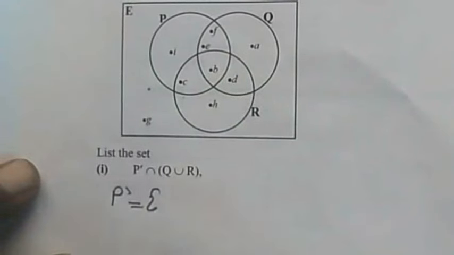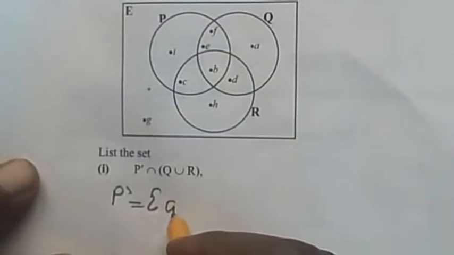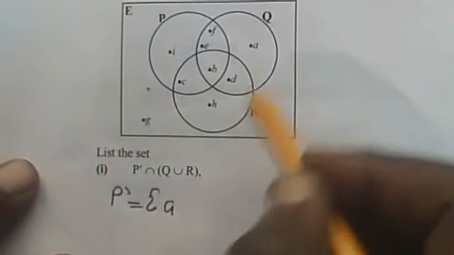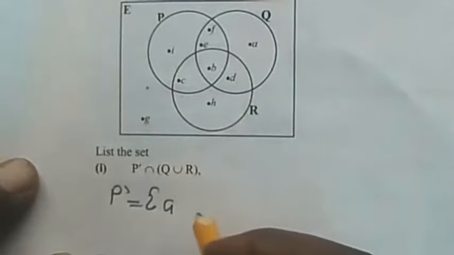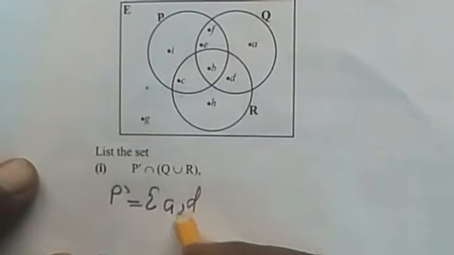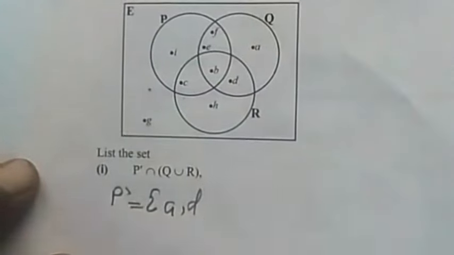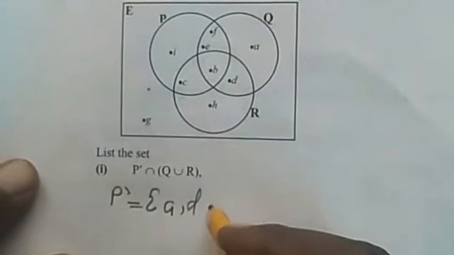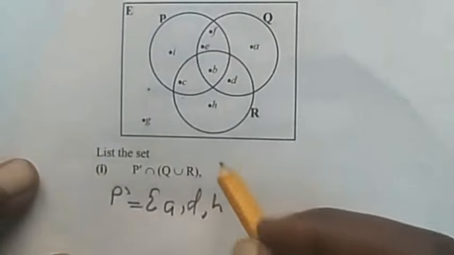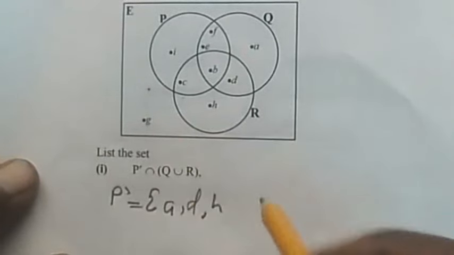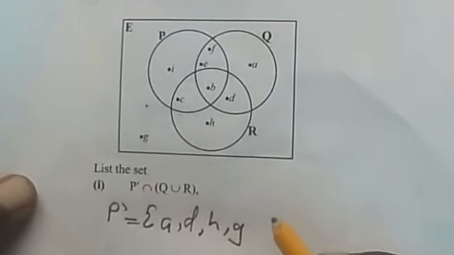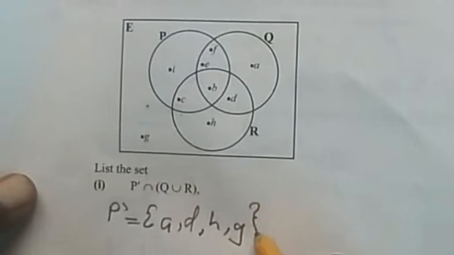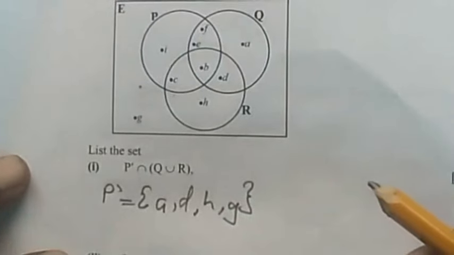So we can say we have A, we are starting from here, A, then D, then we have H, then we have G, then I can close that. That is the P complement.